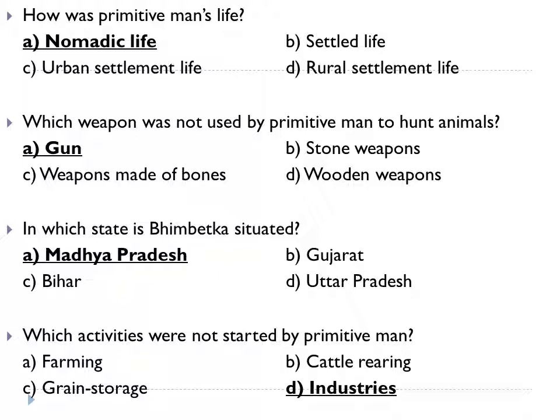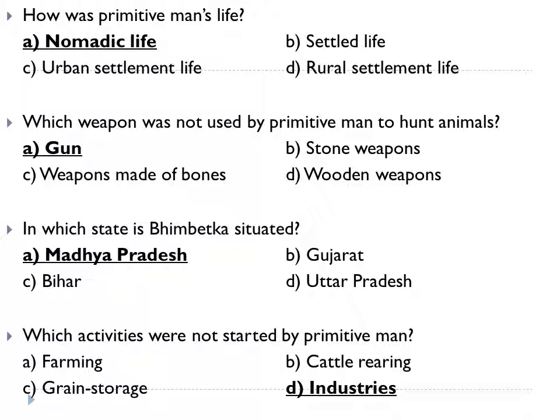Next question. Which weapon was not used by primitive man to hunt animals? Not used. A. Gun. B. Stone weapons. C. Weapons made of bones. D. Wooden weapons. You know, it's really easy. Primitive men did not use gun.